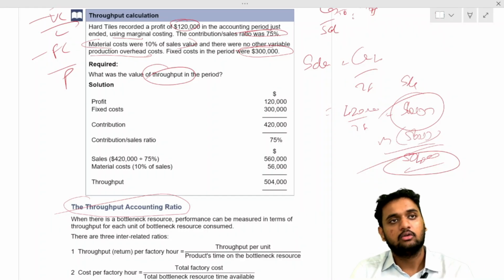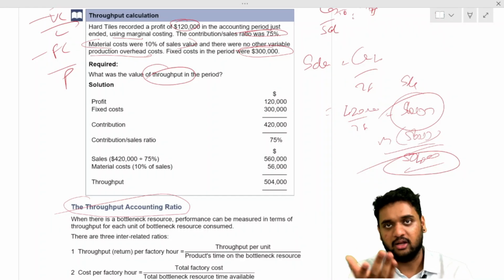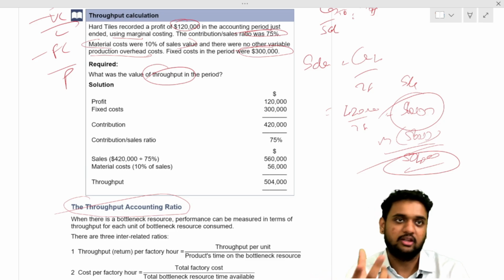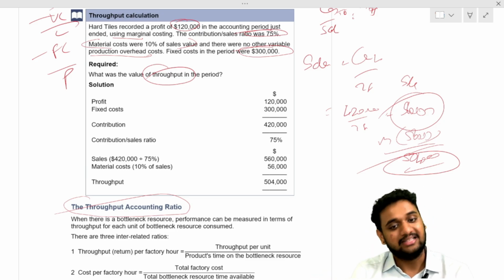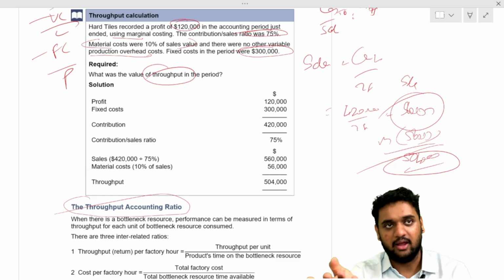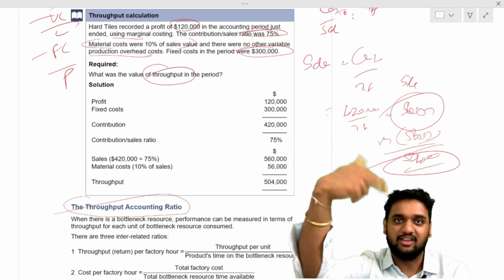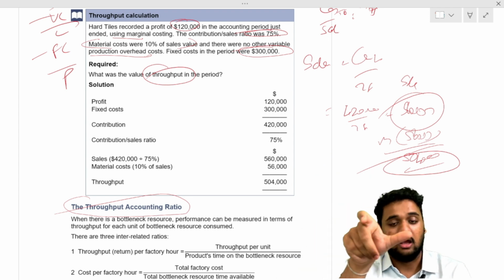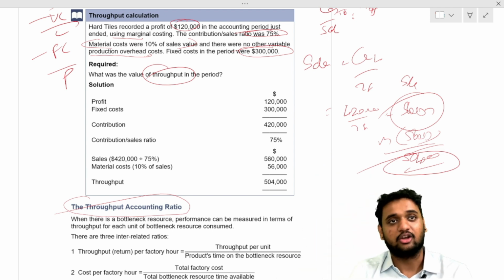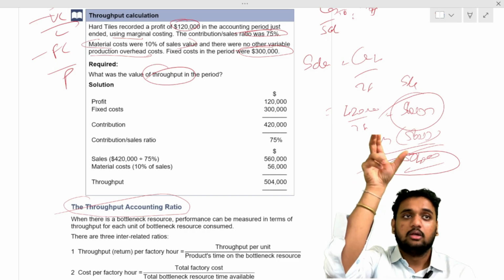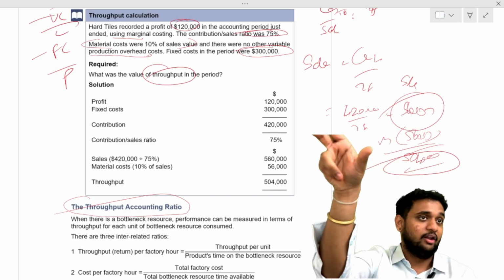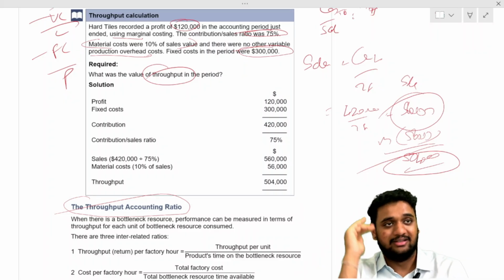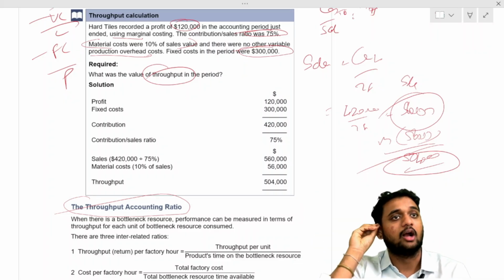How will you find it? Throughput per unit divided by bottleneck resource. You will get the throughput per bottleneck resource. Same way, you have to find the cost per bottleneck resource. What will you do? Total cost divided by bottleneck. Other than material cost, is any other cost a fixed cost? No. Total fixed cost divided by bottleneck resource. You will get the cost per bottleneck resource. Above you found the throughput per bottleneck resource. Below you found the cost per bottleneck resource. That divided by this, you will get the throughput accounting ratio.